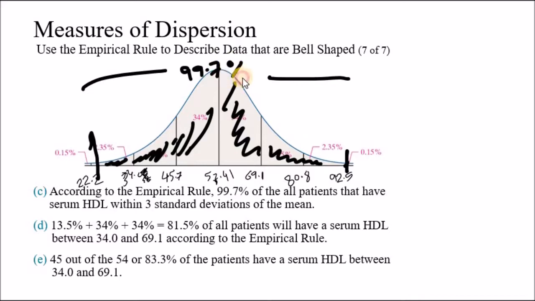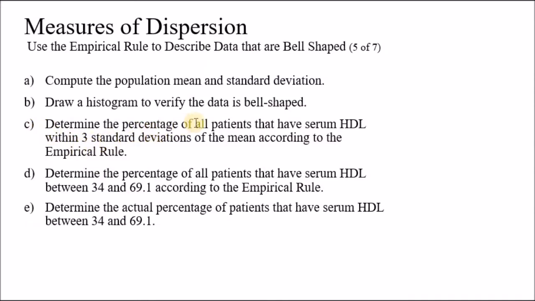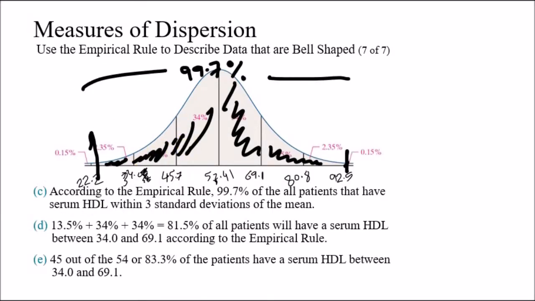Remember, within 3 standard deviations, our data is going to be 99.7%. So that is the answer to the third one, which is to determine the percentage of all patients that have serum HDL within 3 standard deviations of the mean according to the empirical rule. And the fourth one is to determine the percentage of all patients that have serum between 34 and 69.1 according to the empirical rule. So this is where we're going to use the data that we just collected.